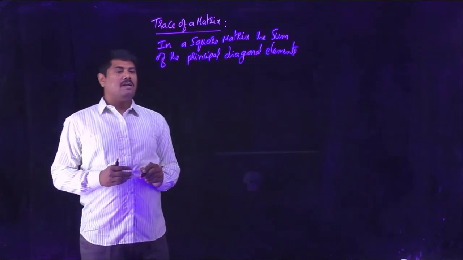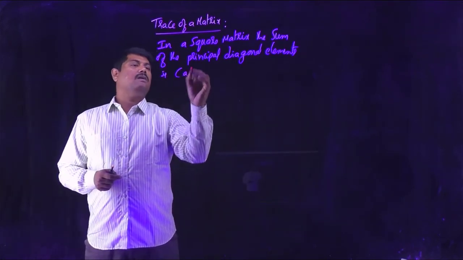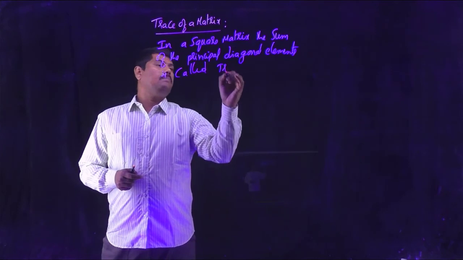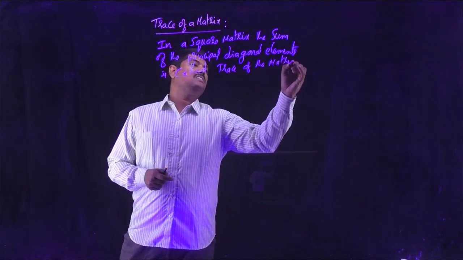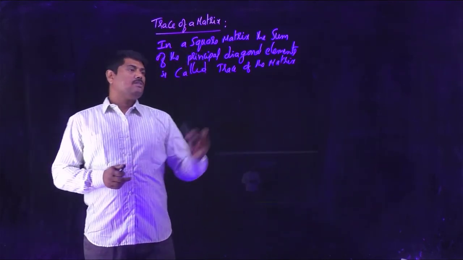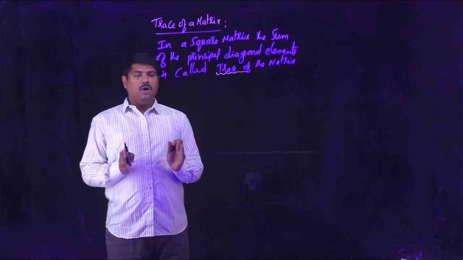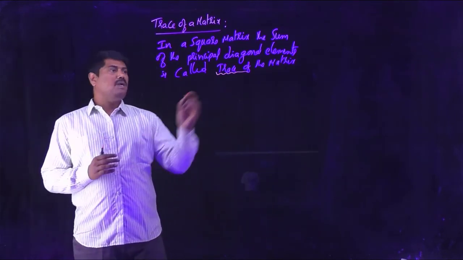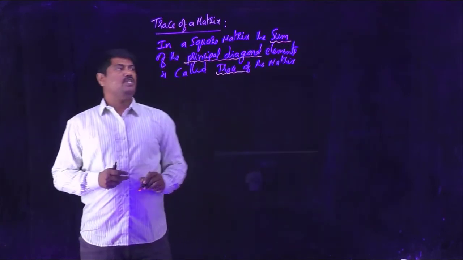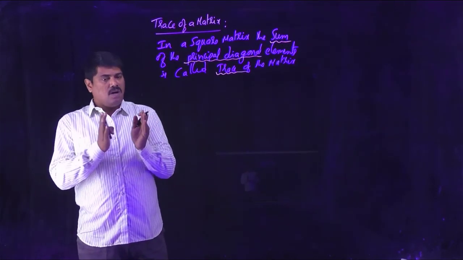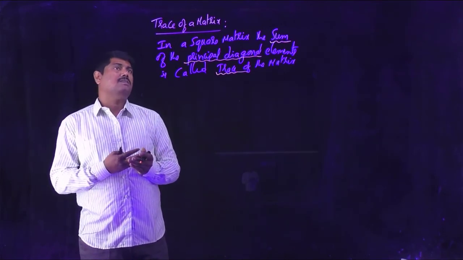In a square matrix, the sum of the principal diagonal elements is called the trace of the matrix. So this is the definition of trace. If you want to remember the definition of trace, you have to observe what the principal diagonal elements are. The main concept is the sum of some values, whose sum is called the trace.